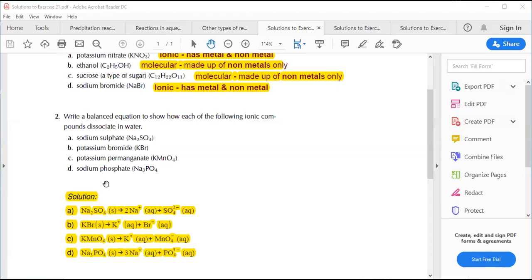Then the next one is you write a balanced equation to show how each of the following ionic compounds dissociate in water. So if you take sodium sulfate, you put it in water, what is going to happen? It's going to go into its respective ions. So you're going to have sodium sulfate, it's going to go into Na plus SO4 2 minus. So the ratio here is 2:1 because sodium has got a +1 charge. So you're going to have to put a 2 here to balance the sodium both sides. So your final answer becomes 2Na plus sulfate ions, and all of them are aqueous.